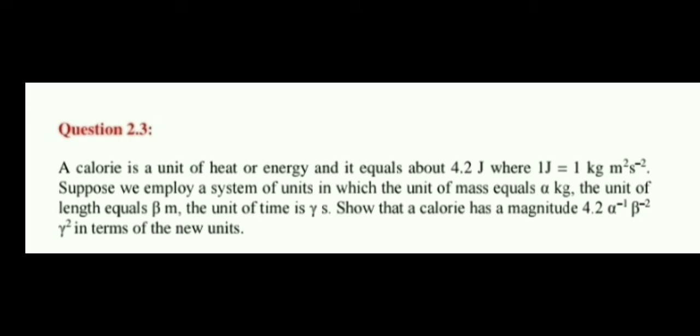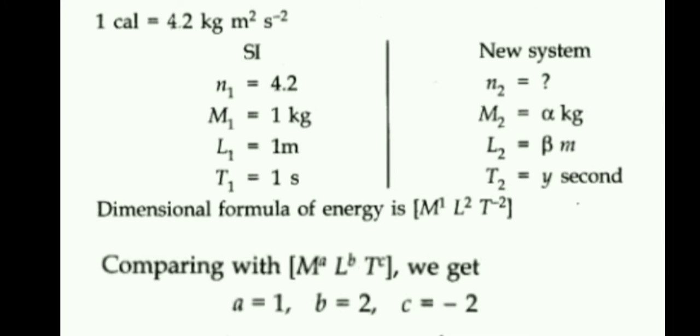Now suppose we employ a system of units in which the unit of mass equals alpha kg, the unit of length equals beta meter, and the unit of time is gamma second. Show that a calorie has a magnitude 4.2 alpha inverse beta to the power minus 2 gamma square in terms of the new unit. It means in place of kg the new unit will be alpha kg, in place of meter the new unit will be beta meter, and in place of second we will use gamma second. Now 1 calorie equals 4.2 kilogram meter square per second square.